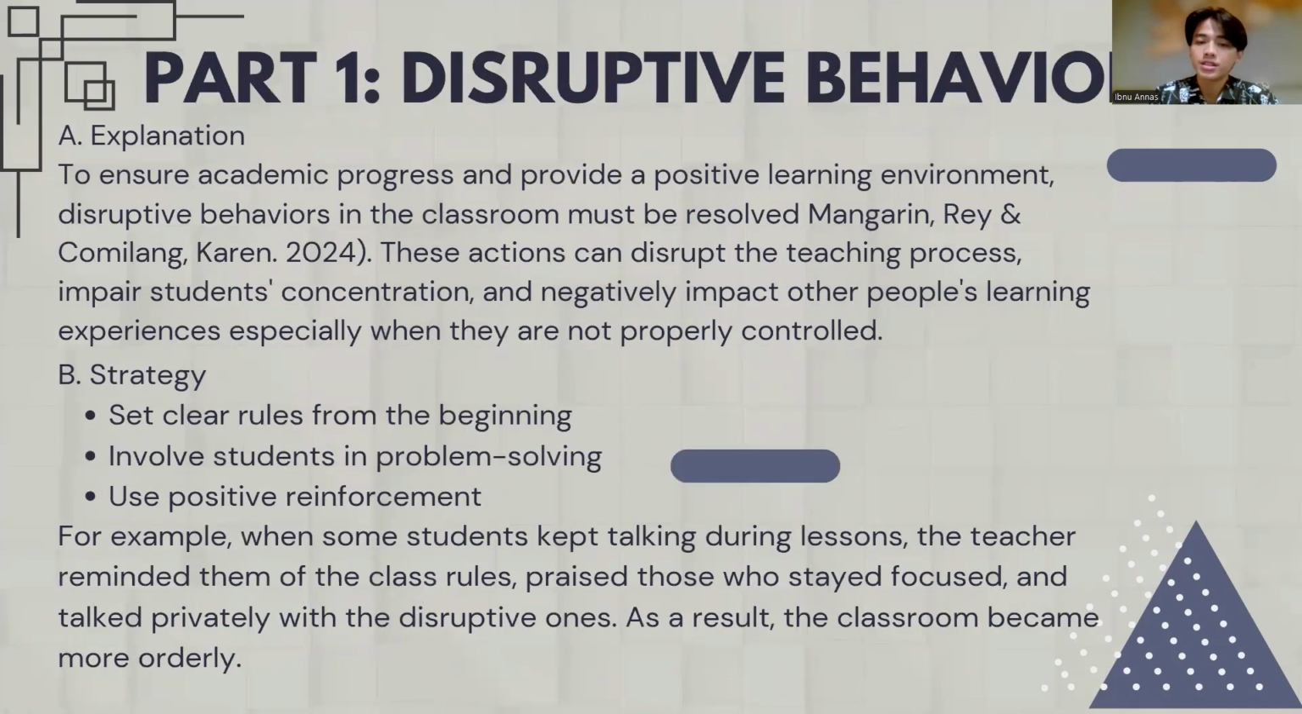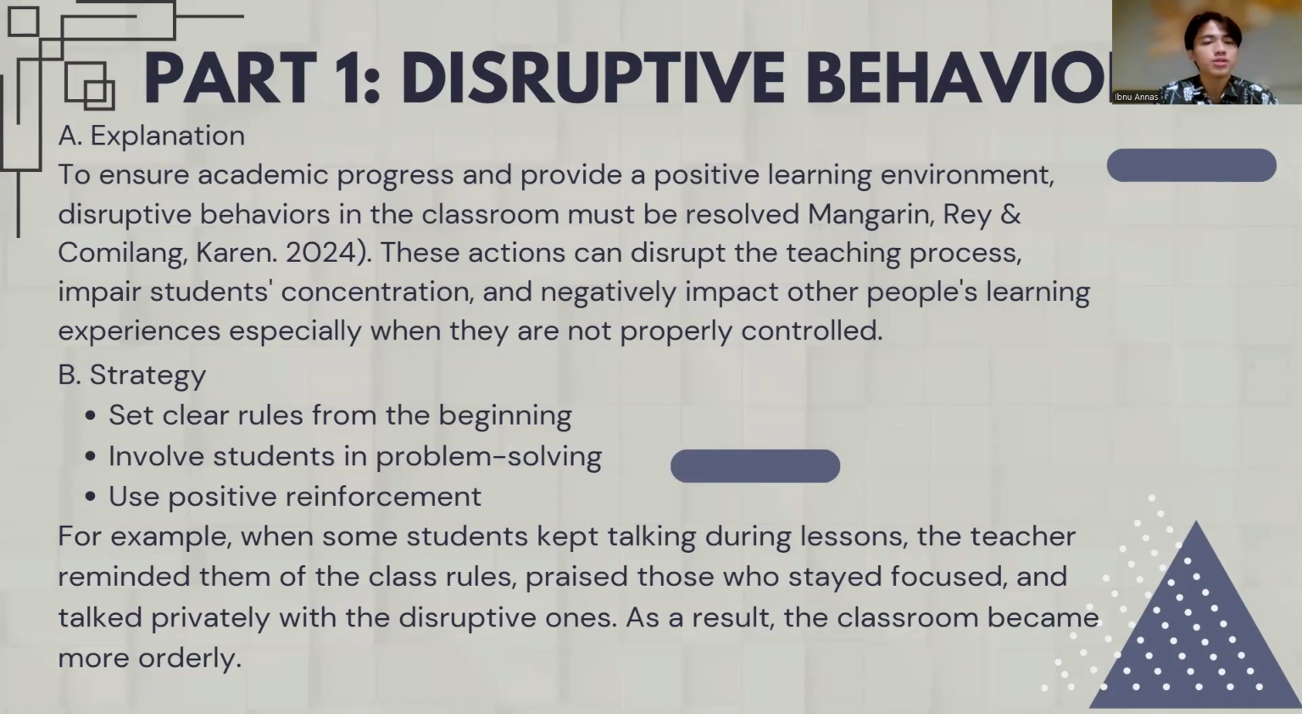And the last of part one is disruptive behavior. According to Mangarin et al., 2024, academic progress and a positive learning environment depend on it. Disruptive behavior in the classroom must be resolved. It means that disruptive behavior is a serious conflict that needs to be resolved fast. This kind of action can disrupt the teaching process, like students' concentration, and negatively impact others' learning and experience, especially when it is not properly controlled.